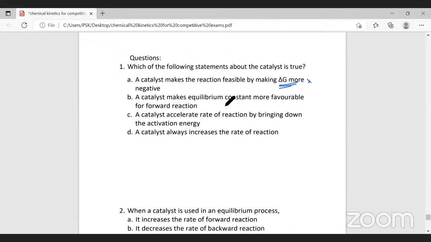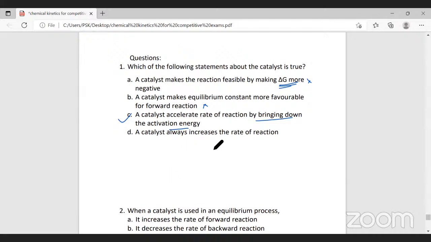A catalyst makes equilibrium constant more favorable for forward reaction. No, a catalyst will make equilibrium constant more favorable for both forward and backward reaction. A catalyst accelerates the rate of reaction by bringing down the activation energy. Yes or no? Just now I taught you. Whenever we are using a catalyst in a reaction, the reaction takes place in a different path, and also the energy of activation decreases, I told you.